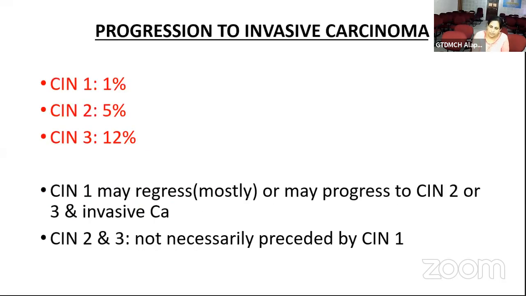1% of CIN1 progress to invasive malignancy. CIN2, 5% progress to invasive malignancy. CIN3, 12% progress to invasive malignancy. CIN as such may regress or may progress to CIN2, CIN3, or invasive malignancy. CIN2 and 3 are not necessarily preceded by CIN1.